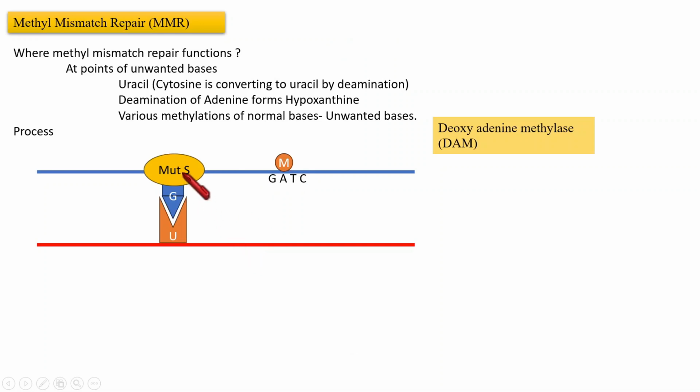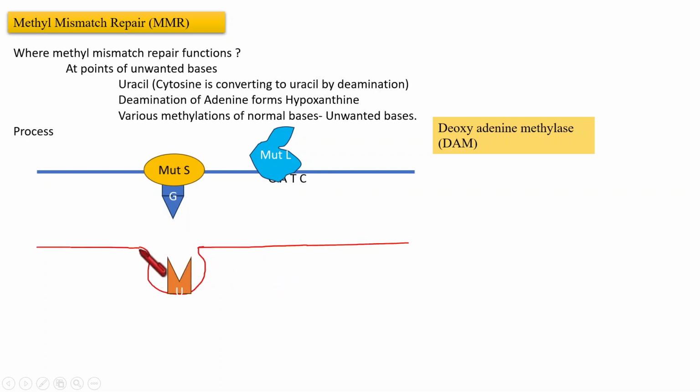And this MutS then recruits another protein, that is MutL, which comes and binds to those methylated portions near the mismatch. So, in that way, it recognizes the parent template strand. And what is this MutL doing here? This MutL prepares the daughter strand, especially at the point of mismatch, to get repaired by forming a loop there. So this MutL forms a loop here.